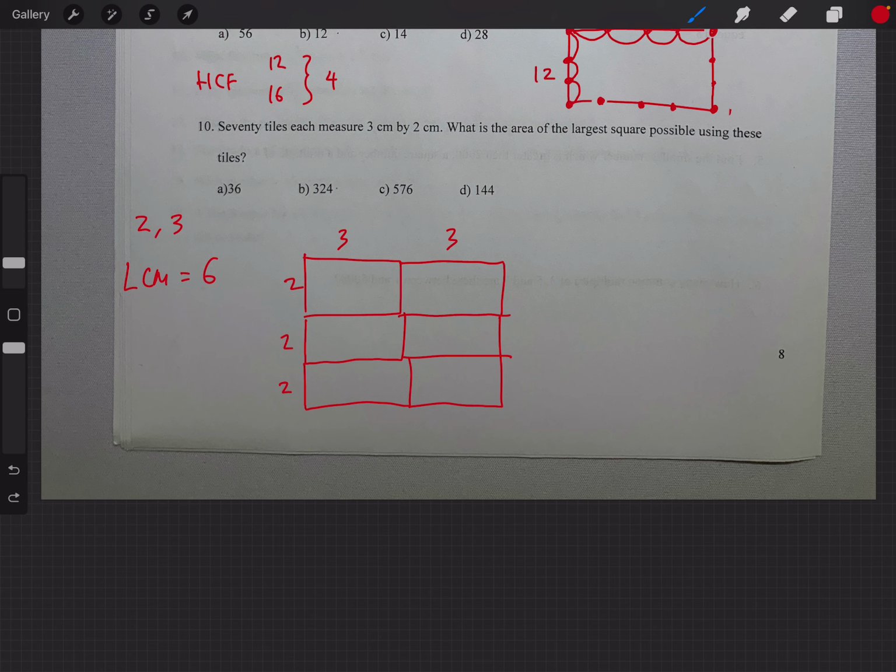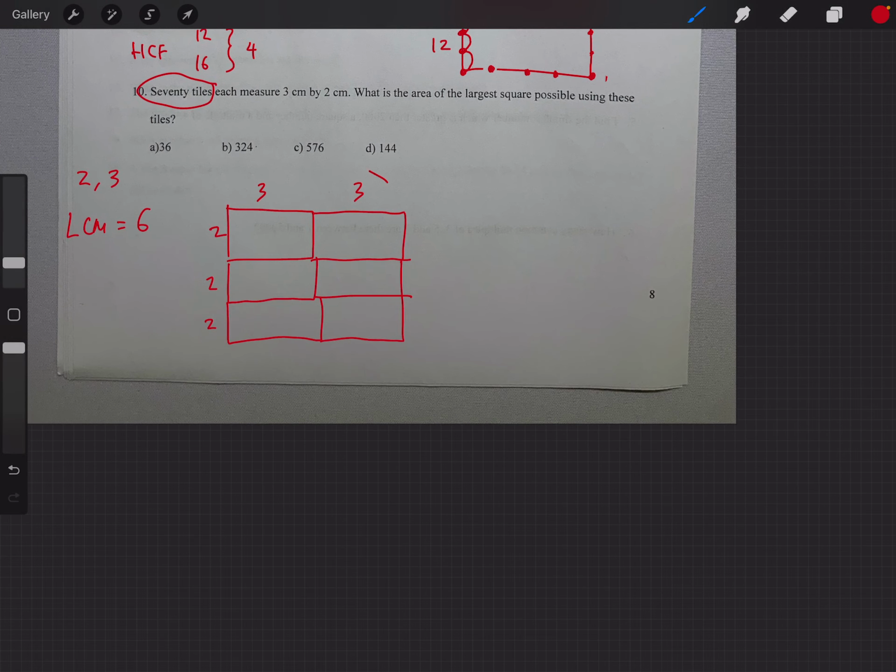Now, you have 72 of these. So how many squares can you make? Well, what we want to do is we want to make these squares here. Okay, here's one square. Now, how do you make another square? How do you make a bigger square? Can I use 2 squares? Is that going to be a square? No, it's going to be a rectangle.